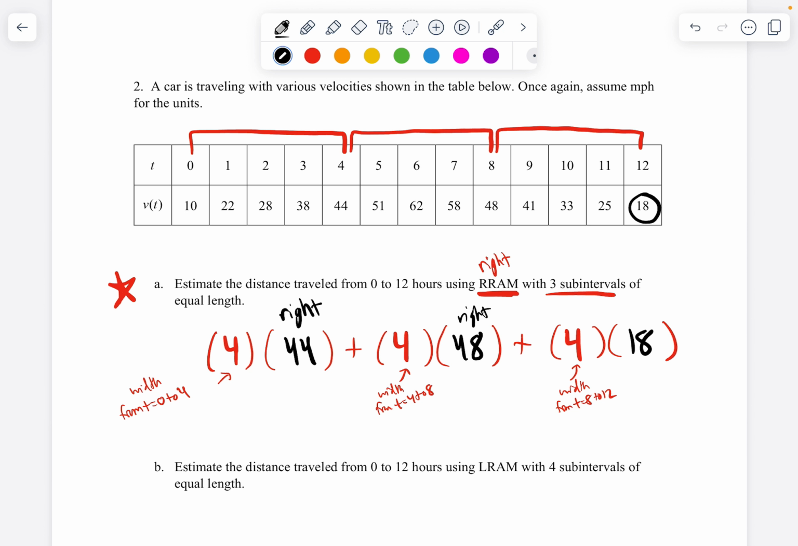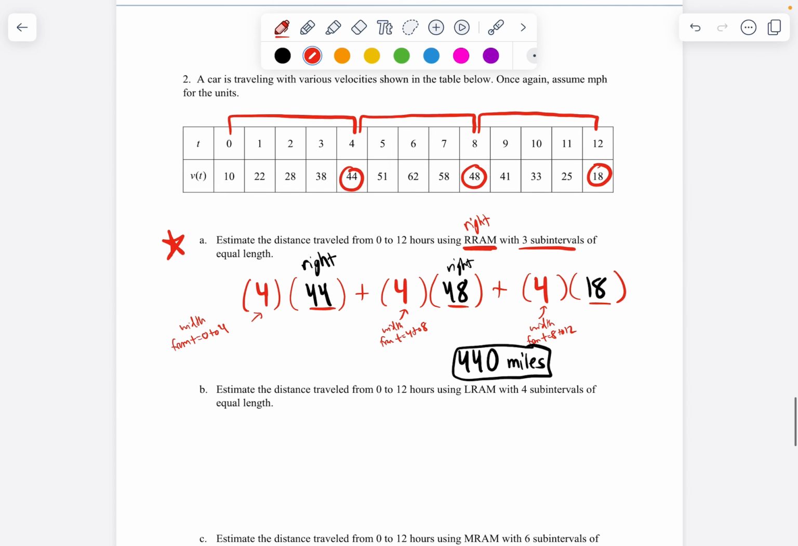That gives me my RRAM approximation. And if I add those 3 separate pieces up, that comes out to be 440 miles, because we're talking about total distance traveled. That's 440 if I add this plus this plus this. That's using RRAM, using the right-hand numbers of each interval. That's where these came from. Hopefully no questions there.